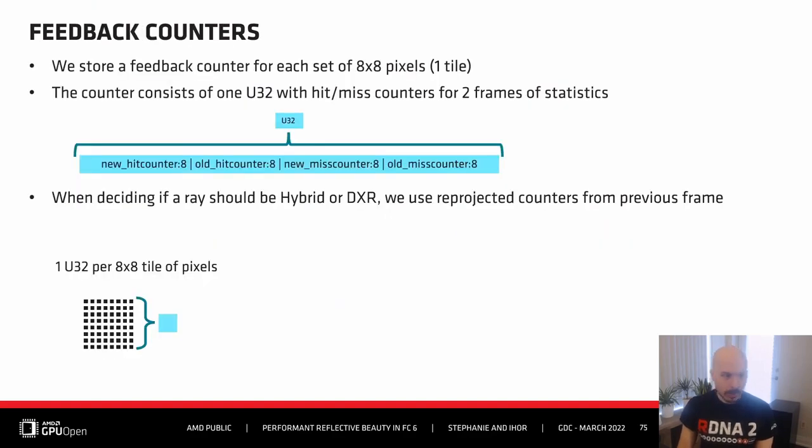So how is this actually implemented? The feedback counters are stored for every 8x8 tile of pixels. And you can see the format there in the slides. They are a single U32 with 2 frames of statistics, each frame having hit and miss counters for that tile.